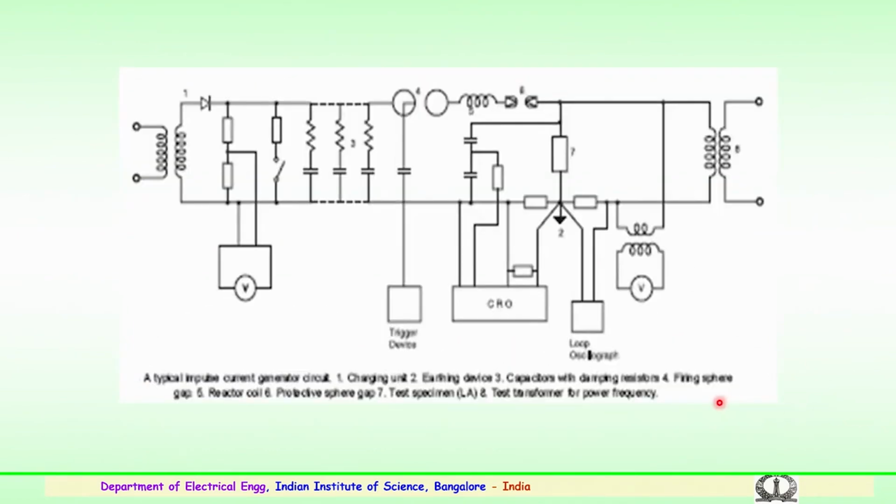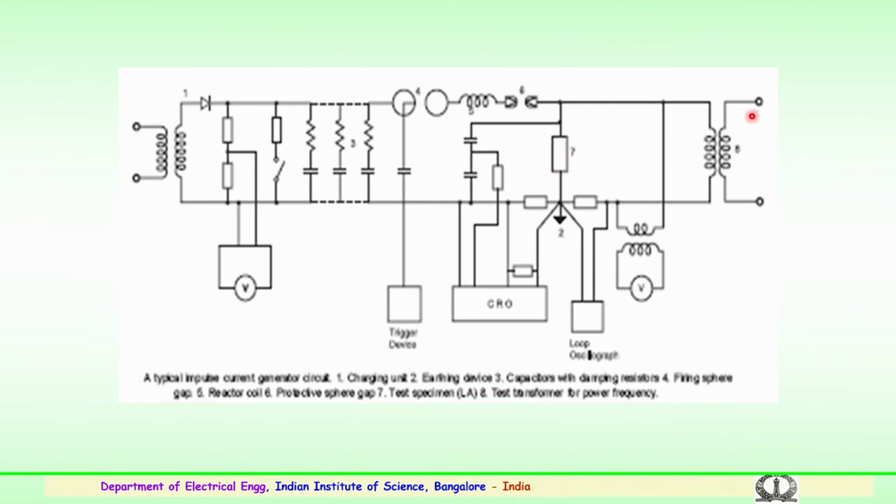This is again one of the typical impulse current generators, where testing of an equipment, for example a lightning arrestor, is conducted. It involves field-like conditions, where you have an AC transformer and also the impulse current generator here. This is a typical circuit used to test the equipment, which could be the lightning arrestor.